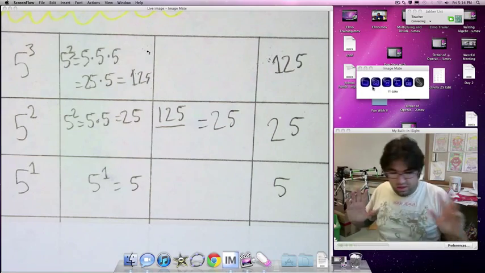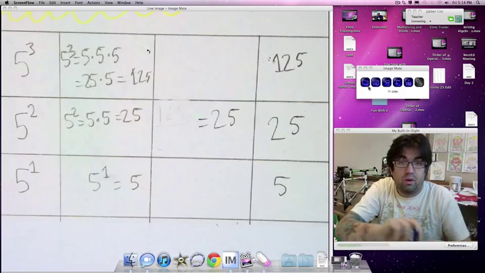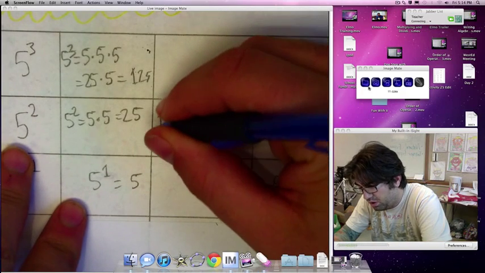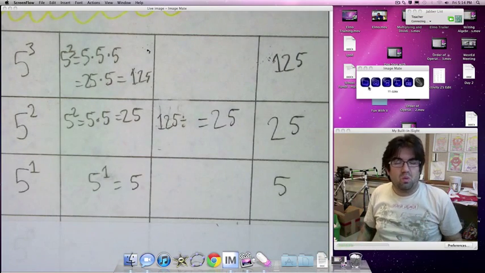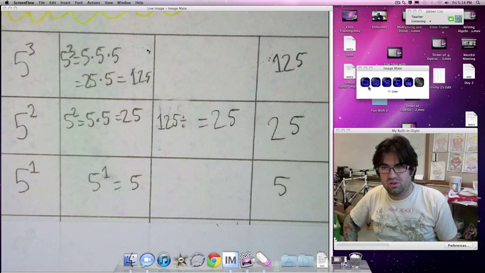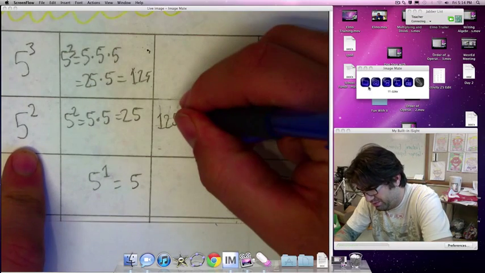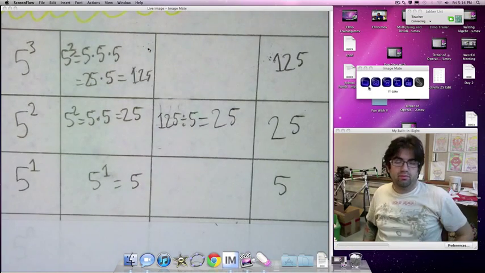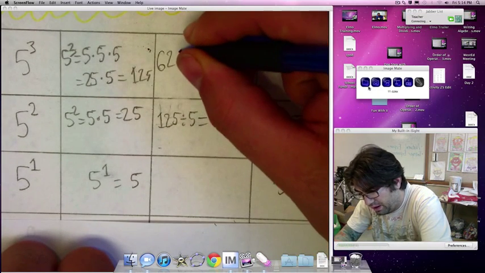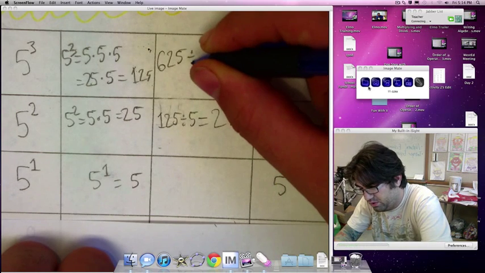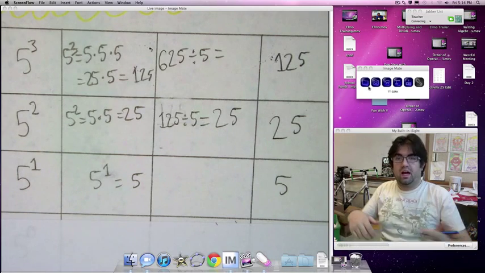I'm going to write it old school style. What did I divide 125 by to turn it into 25? Well, we lost a power, so basically we divided it by 5. I even brought up before, 5 to the 4th power is 625. If I divide that by 5, what did you get? I got 125.